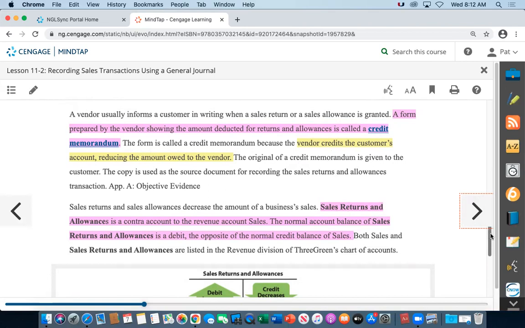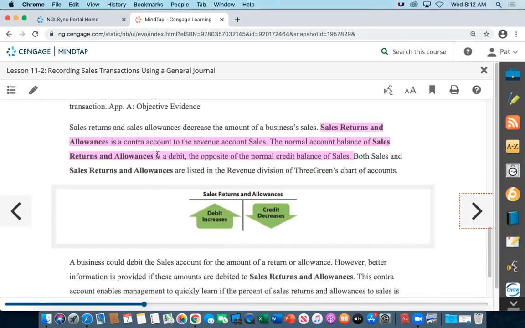So sales returns and allowances is going to be considered a contra account to sales. Okay. So when we think of sales, hopefully you think of sales in this way. Sales increases with the credit. So sales returns and allowances is going to be a contra account to sales. And so that's why you see the debit. Sales normal balances are credit. Sales returns and allowances will be a debit. Okay. That's what that is showing you.